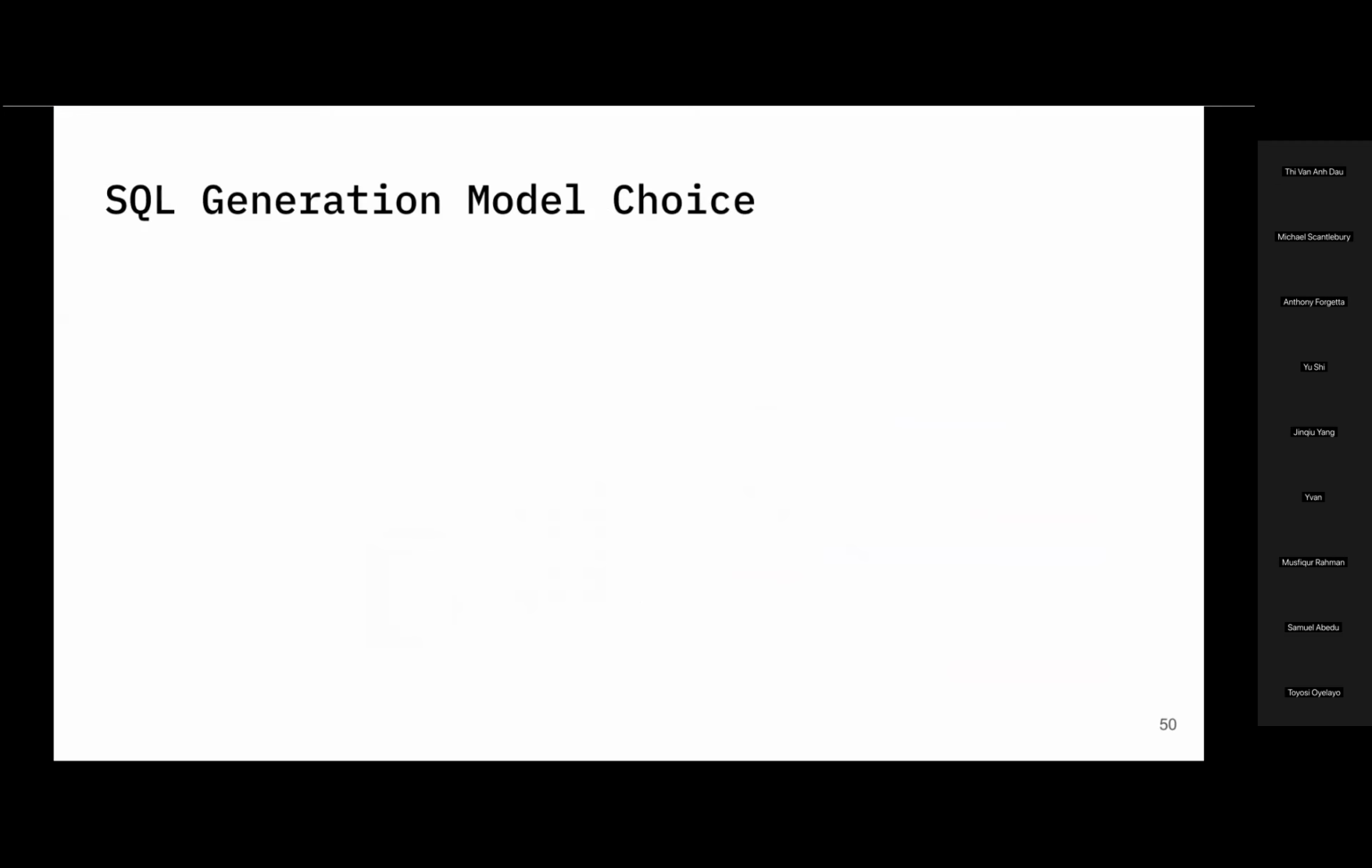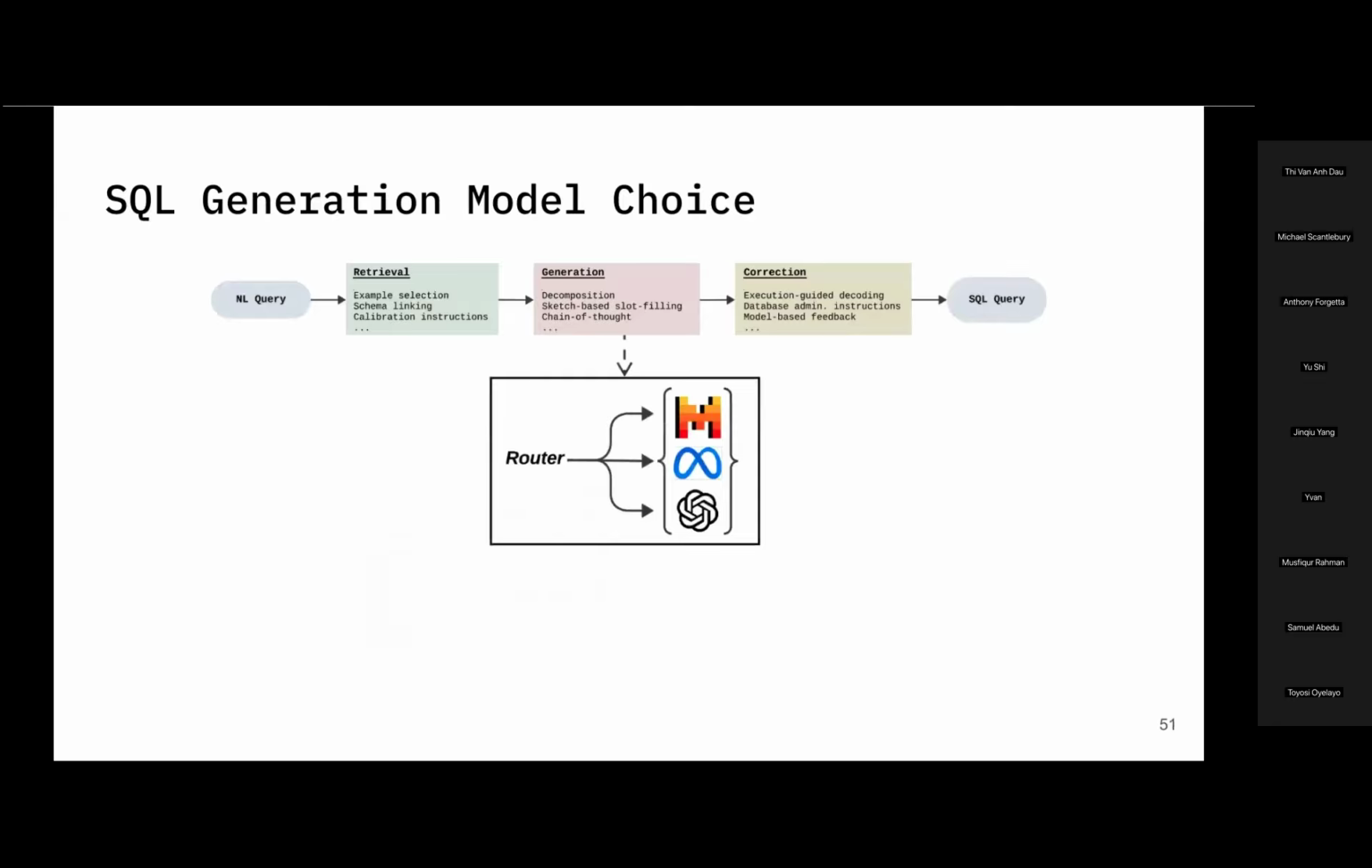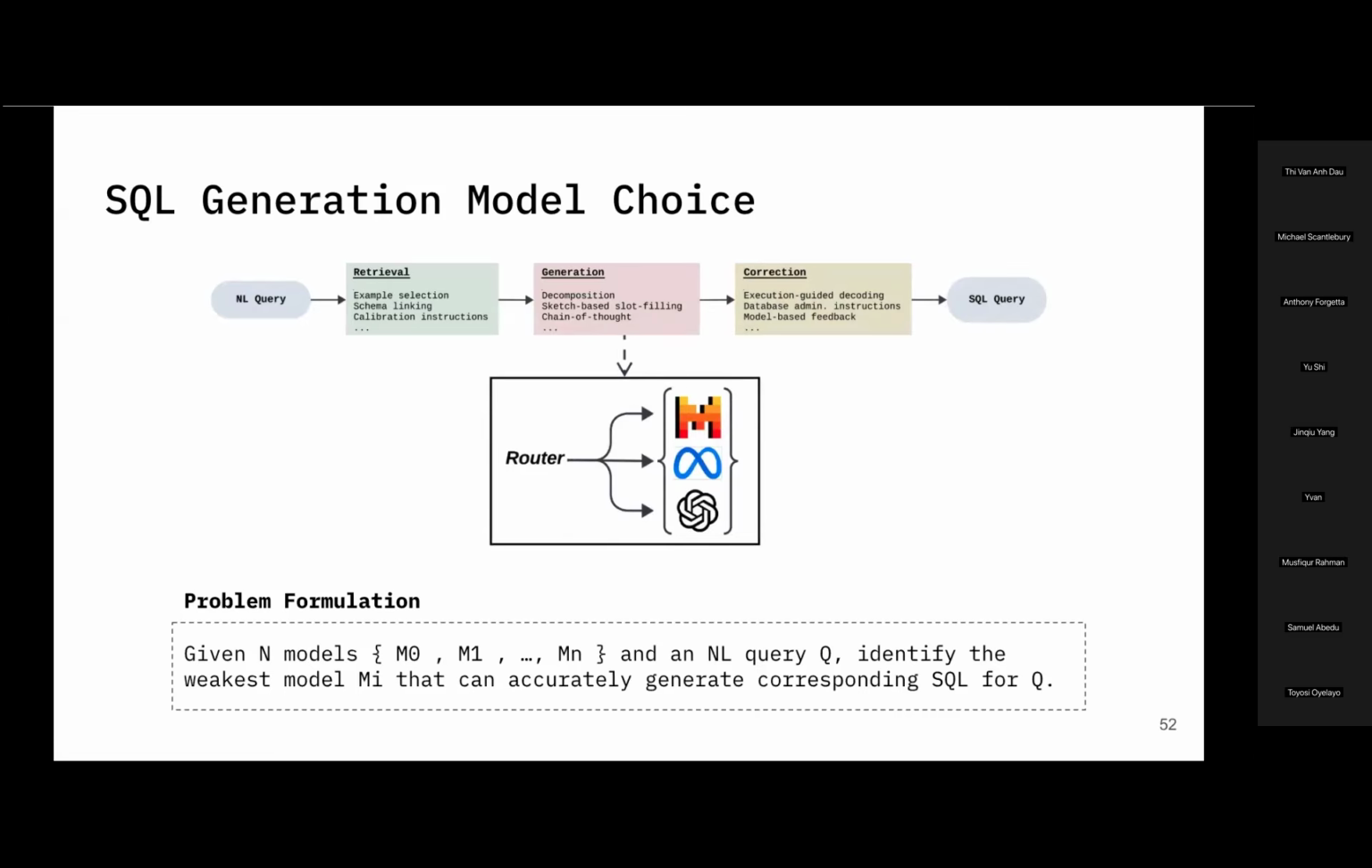Now that we have the pipeline in place with VirtuSQL, I want to zoom in on just one decision inside it. Which LLM do we use to generate the SQL? Instead of always calling the same big expensive model, we add this idea of routing to the generation stage. For each incoming query, we want to pick the cheapest model that's still good enough to get the SQL right.